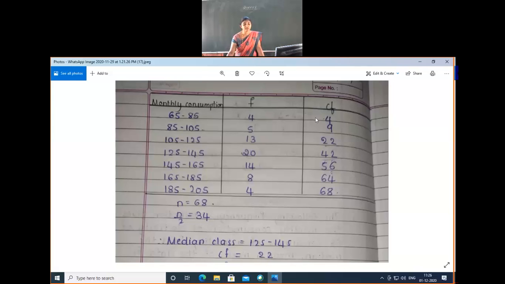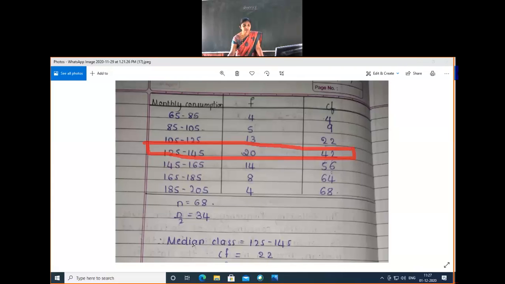Which is the first step for the median class? To get the median class, what trick do you have to apply? n by 2 you have to find. So n by 2, 68 by 2, is 34. Now we have to search for that 34 in the cumulative frequency. 4, 9, 22. Up to 22 is here. Then 34 we need. Up to 42 is here, which is the median class. After 22 up to 42, it covers 125 to 145. So the median class is this one.